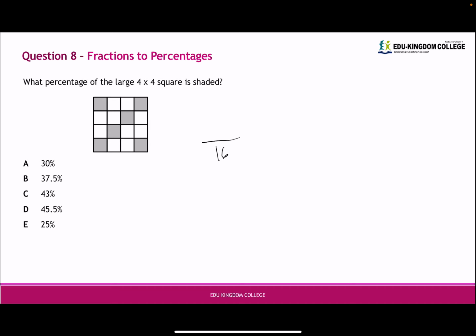So we'll try and calculate a fraction first. It's a 4x4 square. Total squares is 16, and we can see here the shaded squares is 6. Now, we're going to simplify that first, make it 3/8.